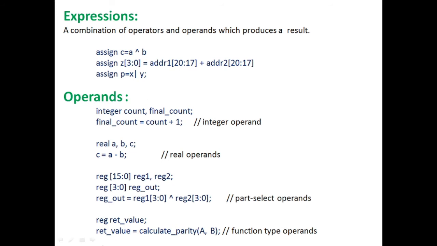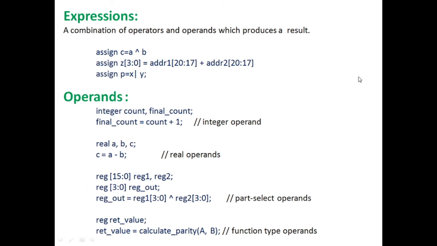You can see here an example: assign C equal to A exclusive OR B. The right hand side is purely an expression, and this expression is nothing but a combination of operands and operators. Next is operands. So what is an operand? Operands are the variables. They can also be constants, integers, real numbers, nets, registers, or whatever the data type is.